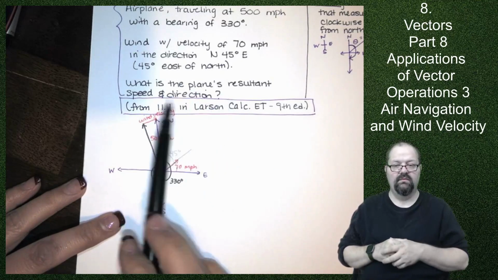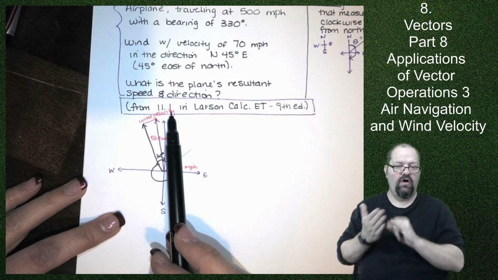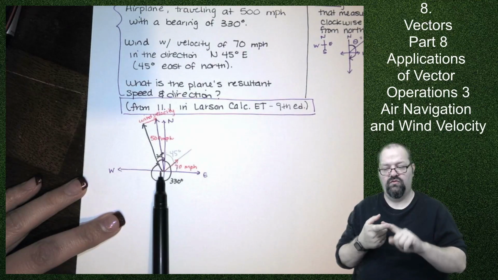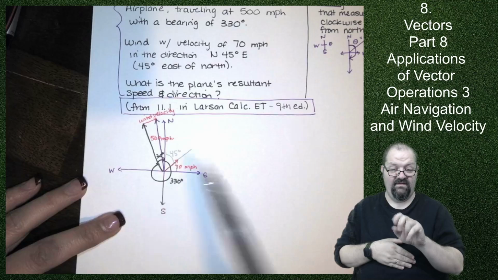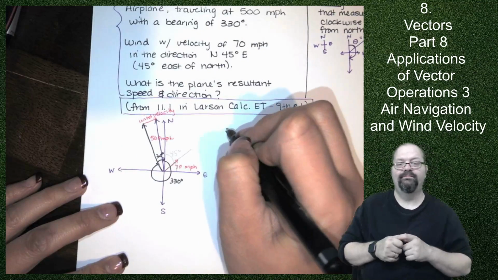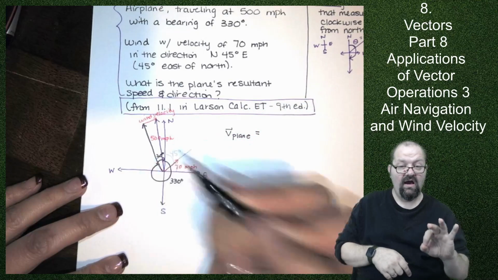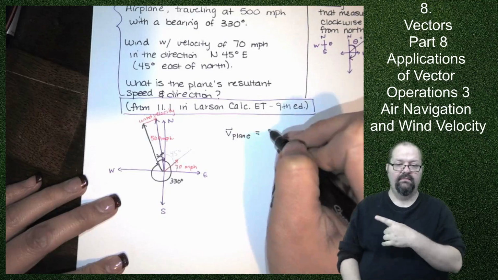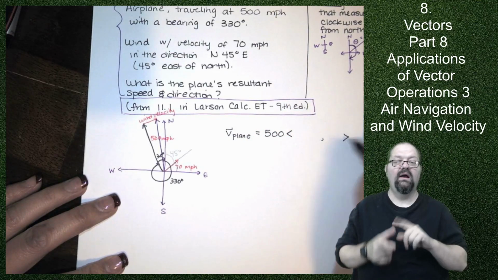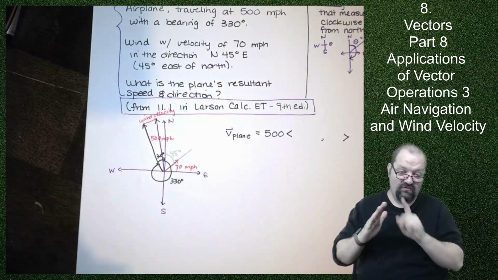So in order to get the resultant speed and direction, I need to write the wind velocity as a vector in component form, and then I want to write the velocity of the plane without the wind in component form. So I'm going to call this the velocity of the plane. I'm just going to call it v sub plane. Well, I know its magnitude is 500 miles per hour. Then I'm going to multiply by the cosine and sine of any of these angles, really, as long as you choose the appropriate one.